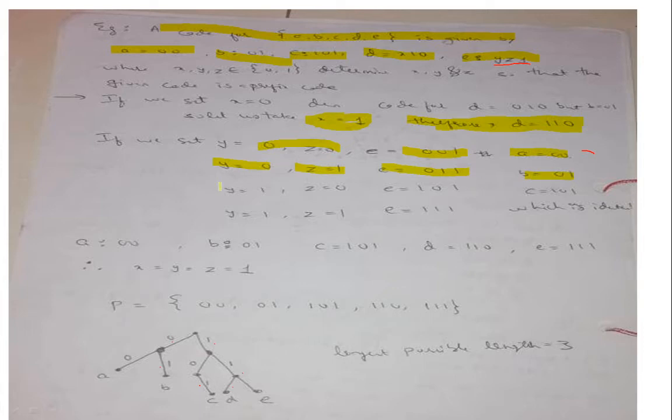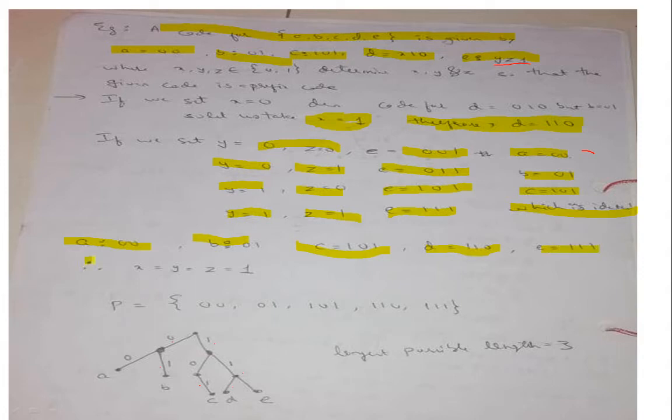Then next we have y equal to 1 and z equal to 0. I'll get E as 101, which is nothing but C, which is 101. Next we have y equal to 1, z equal to 1. Then I'll have E equal to 111, which is going to be unique, so I'm going to consider this one. So now the new values of my A, B, C, D, E are: A is as it is, B is as it is, C is also as it is, whereas the D value is 110 and the E value is 111.